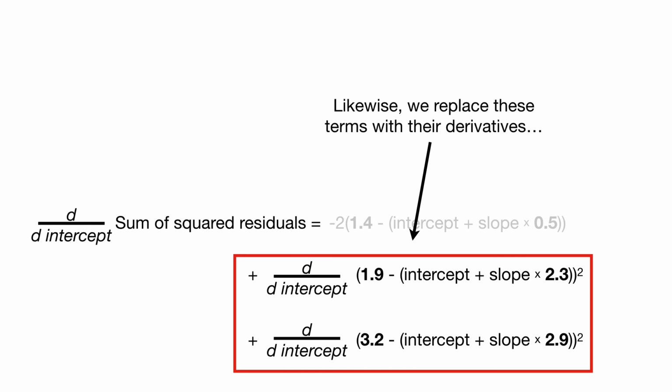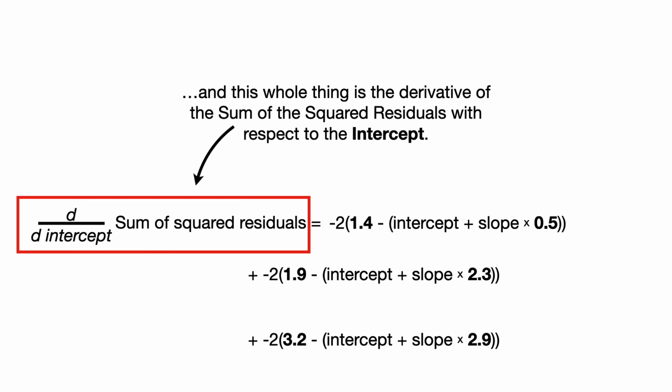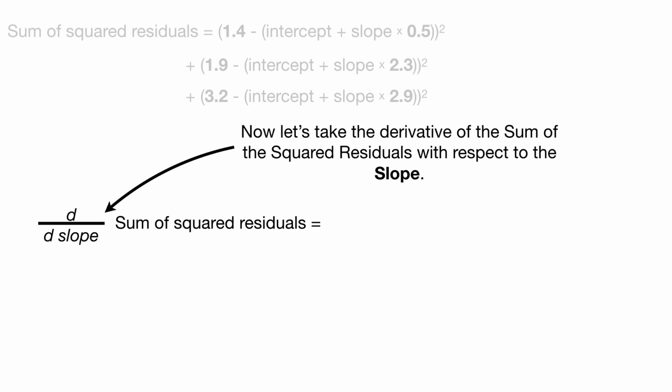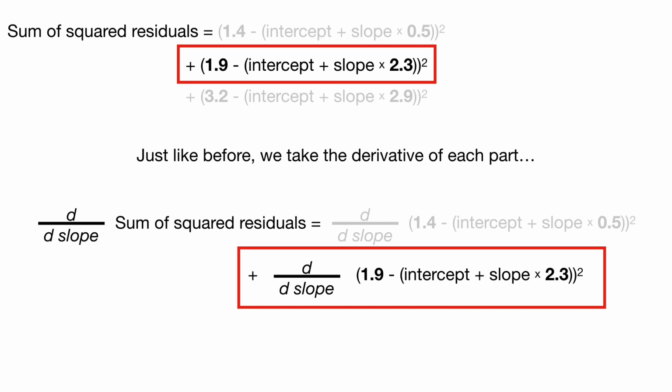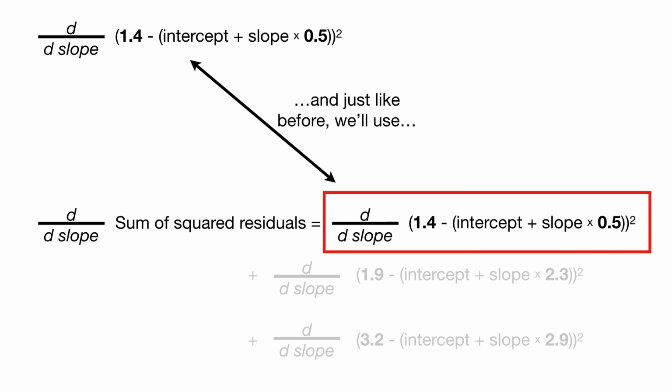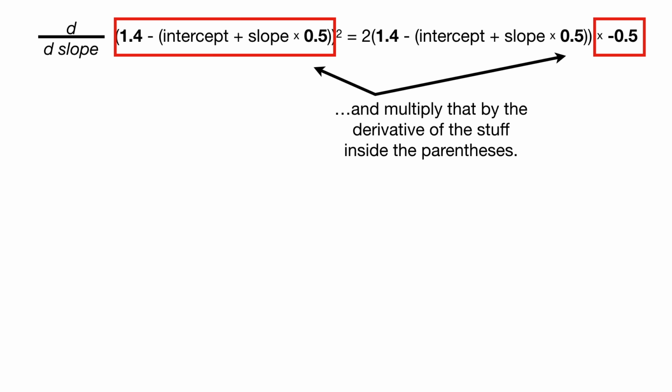Likewise, we replace these terms with their derivatives. So this whole thing is the derivative of the sum of squared residuals with respect to the intercept. Now let's take the derivative of the sum of the squared residuals with respect to the slope. Just like before, we take the derivative of each part. And just like before, we'll use the chain rule to move the square to the front and multiply that by the derivative of the stuff inside the parentheses.